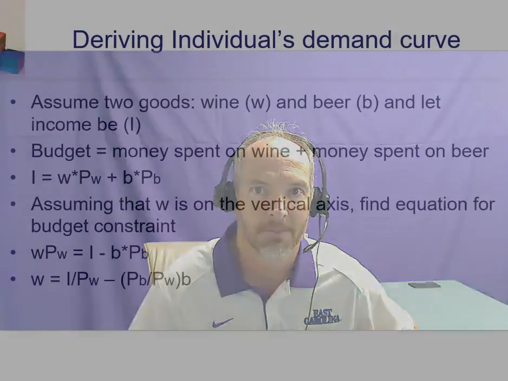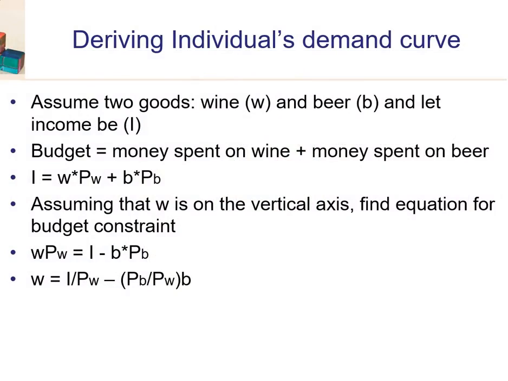Hi, this video will derive an individual's demand curve, starting with the budget constraint and showing you at various different prices for that particular good how we come up with an individual's demand curve. We will also show you the price consumption curve, which is a tangency of the optimal bundles at various prices for that good.